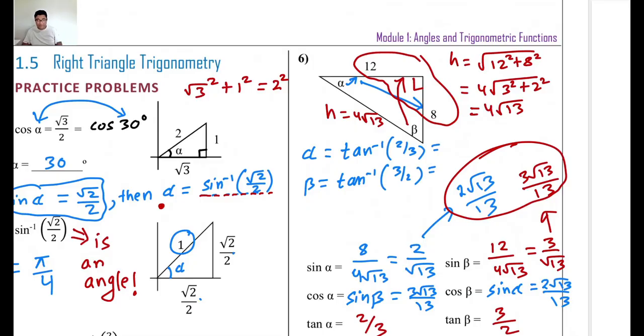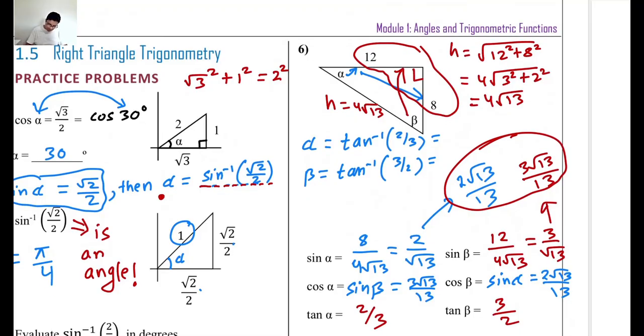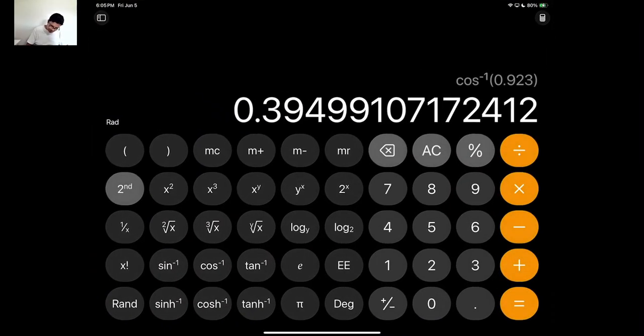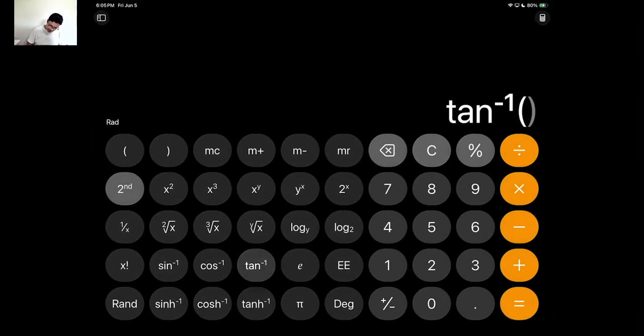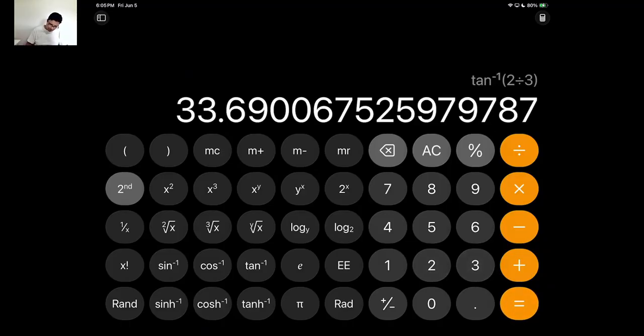And you will have your answers. Okay, let us do that on a calculator. Tan inverse of 2 over 3. Okay, tan inverse, I need to be in degree mode, 2 divided by 3. And that is 33.69.